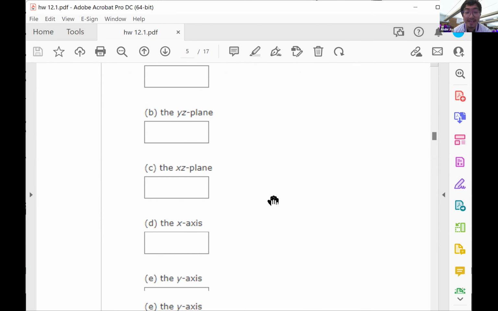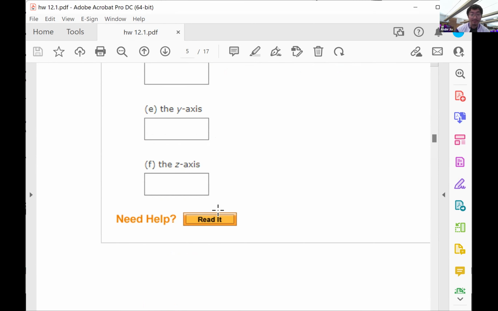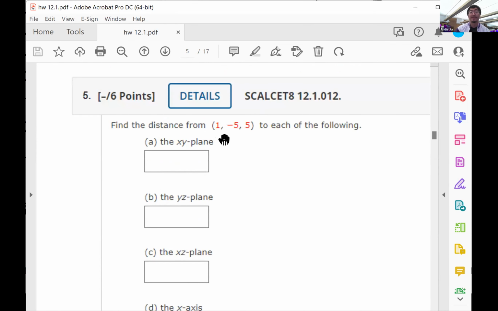Well, y is the same thing. And now for the axes: if it's the x-axis, then y and z are 0. If it's the y-axis, then x and z are 0. The z-axis means when x and y are zeros. So plug in those values and calculate the distance equations.